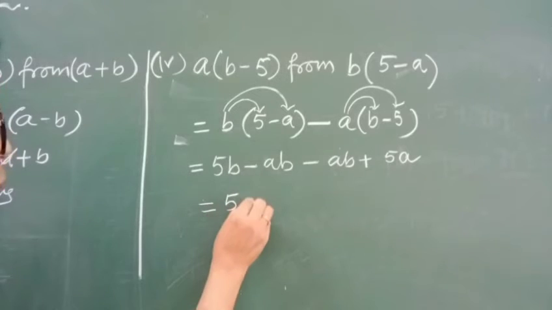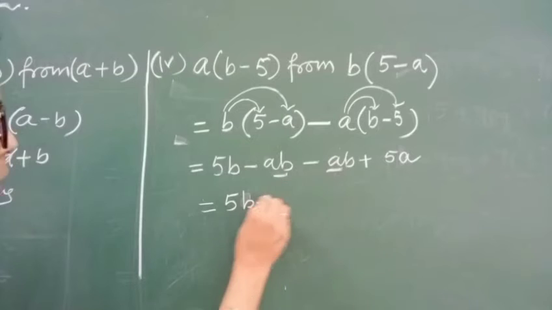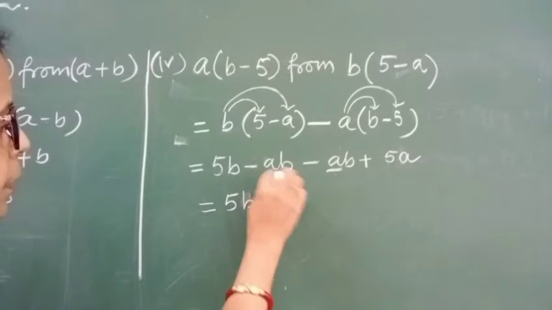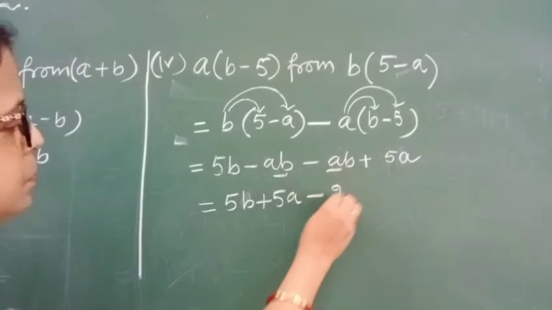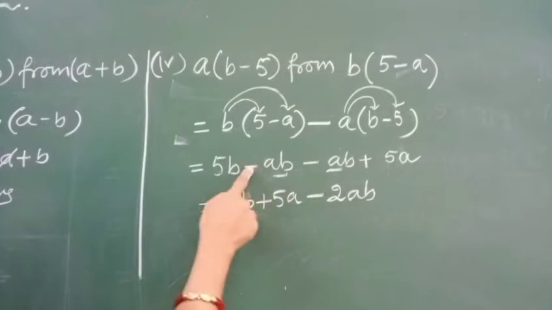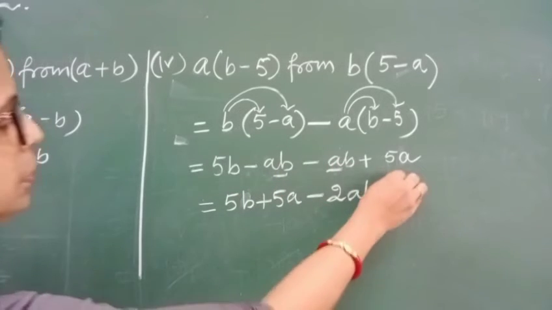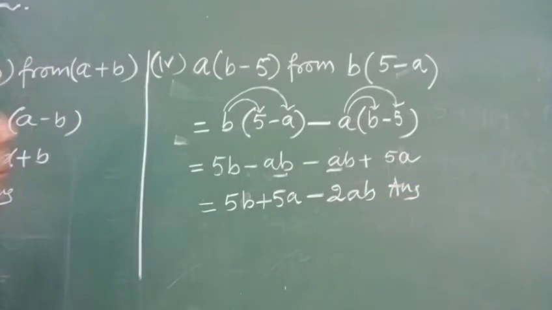Now according to like terms you will arrange them. We can see that no like term is there except ab and ab. 5b plus 5a, minus ab and minus ab, that means 2ab. Minus sign is available, so the available sign is minus. ab and ab, 2ab. Understood? Come to the next sum.